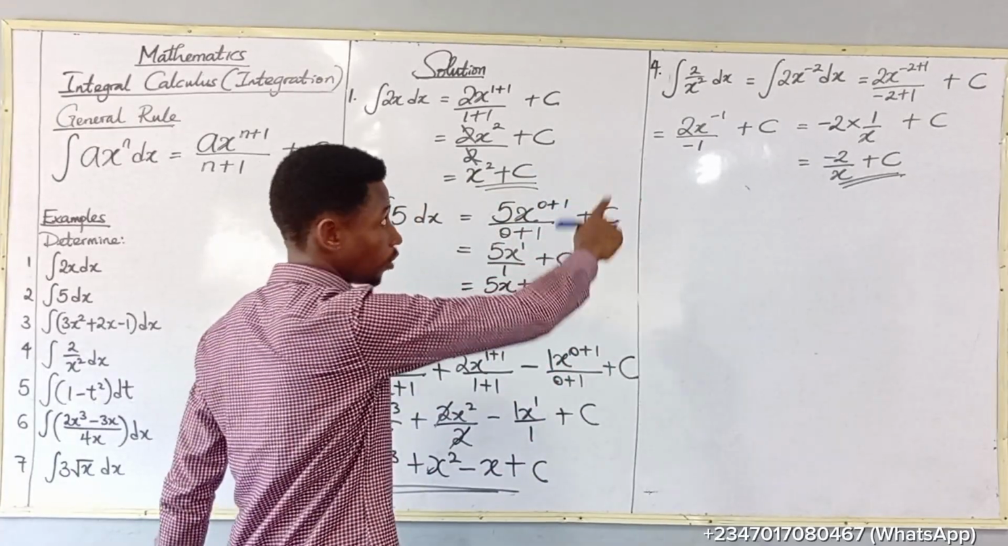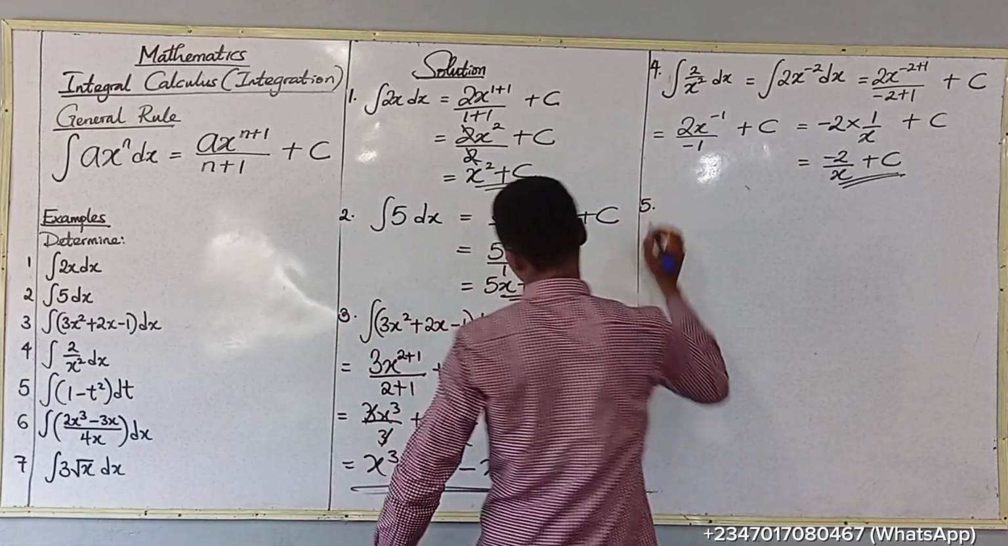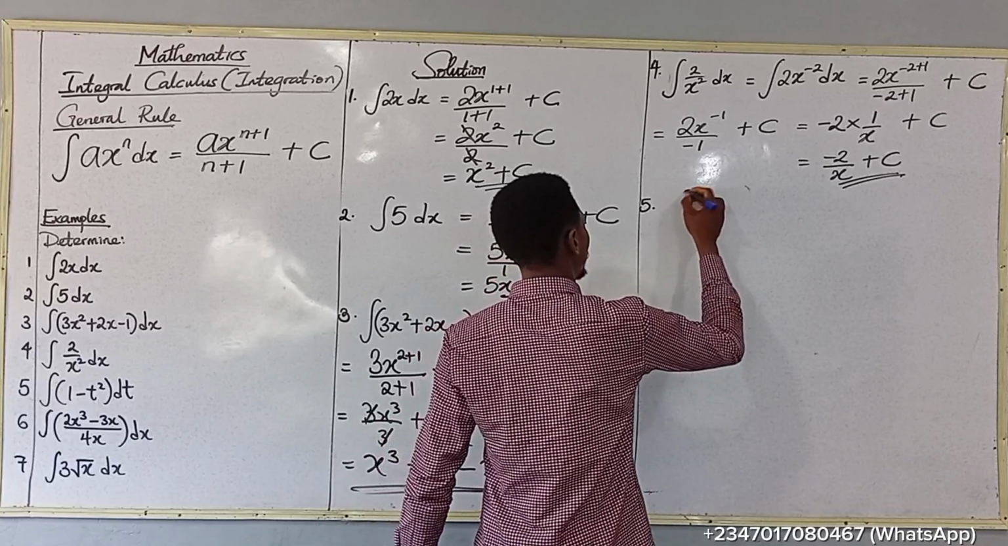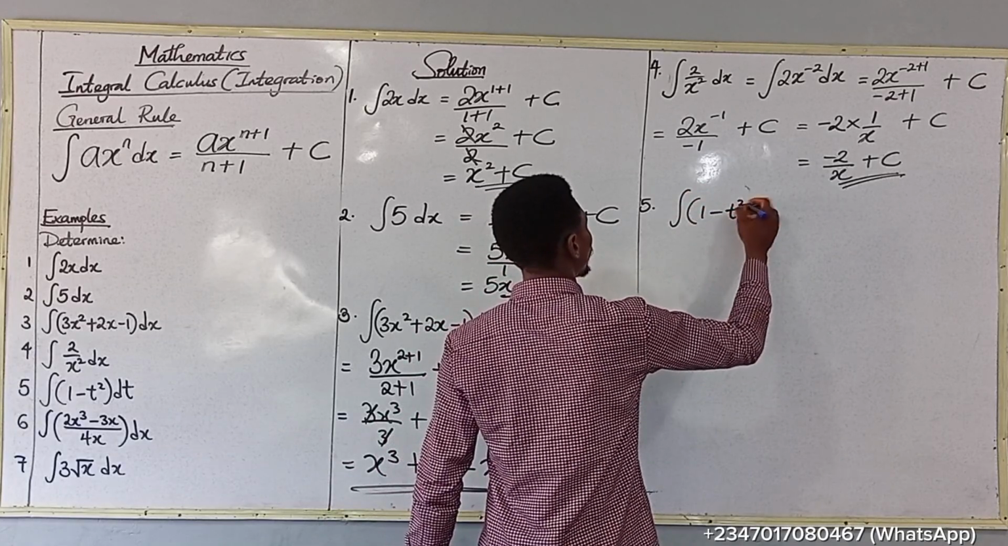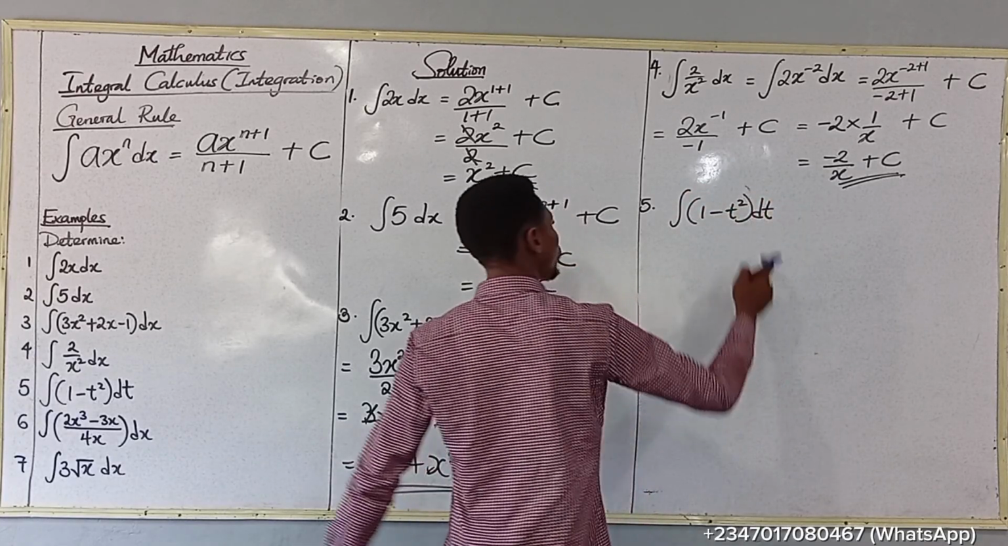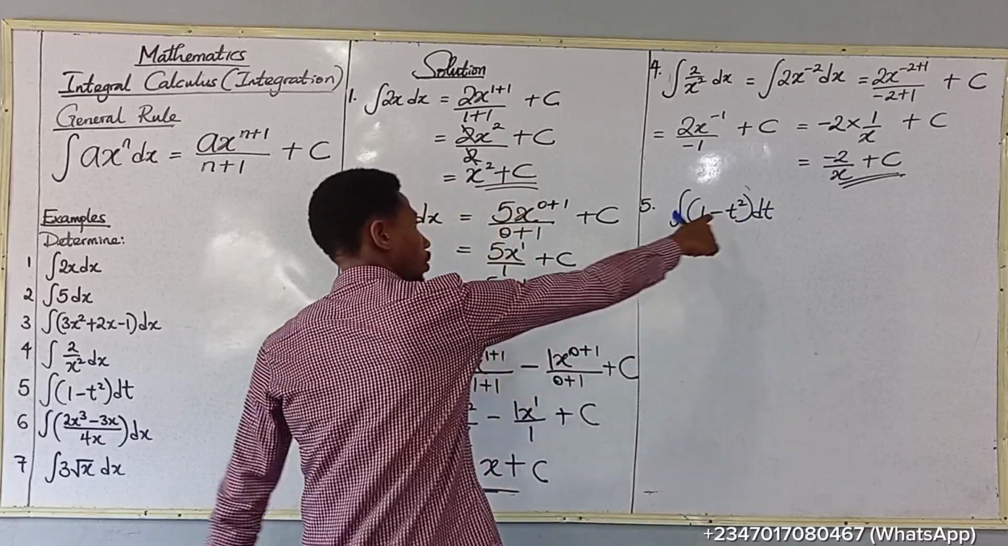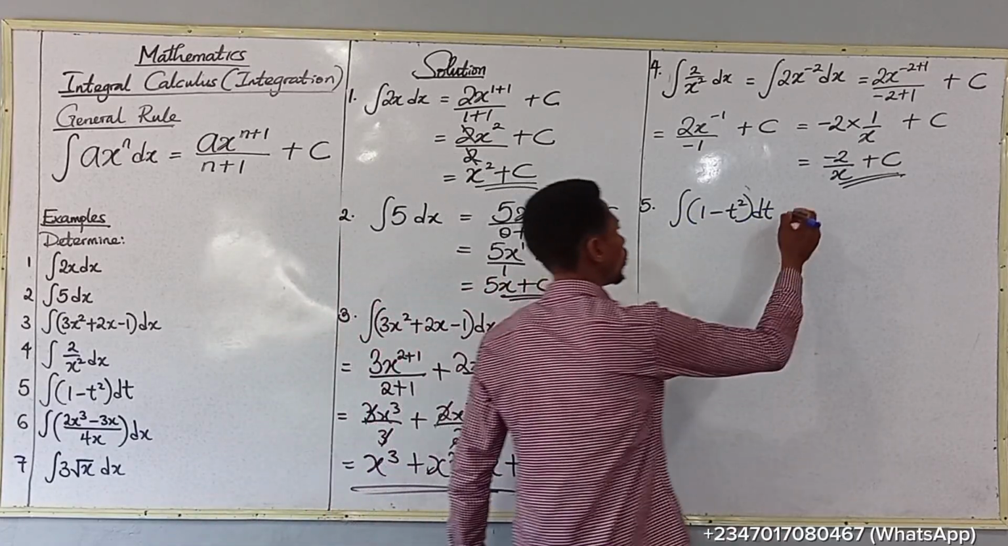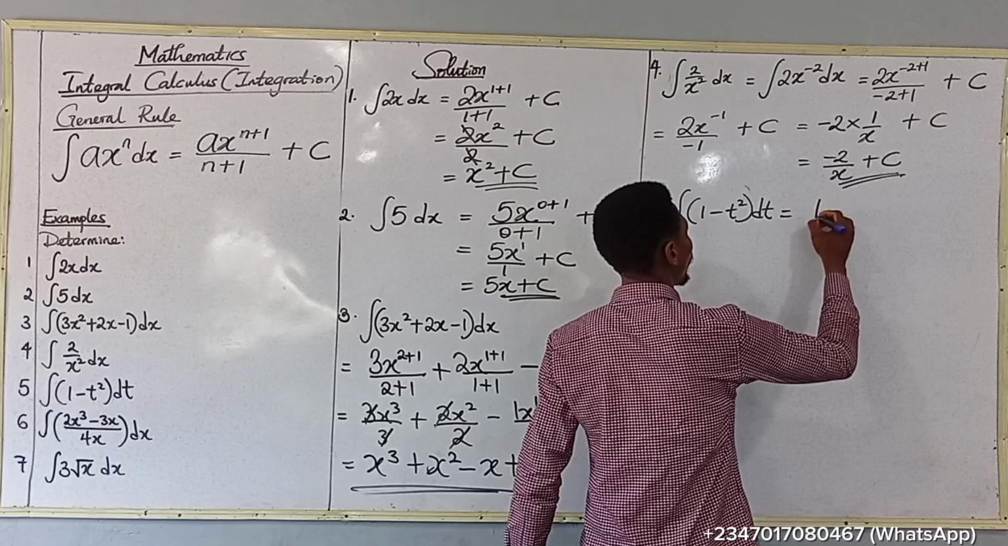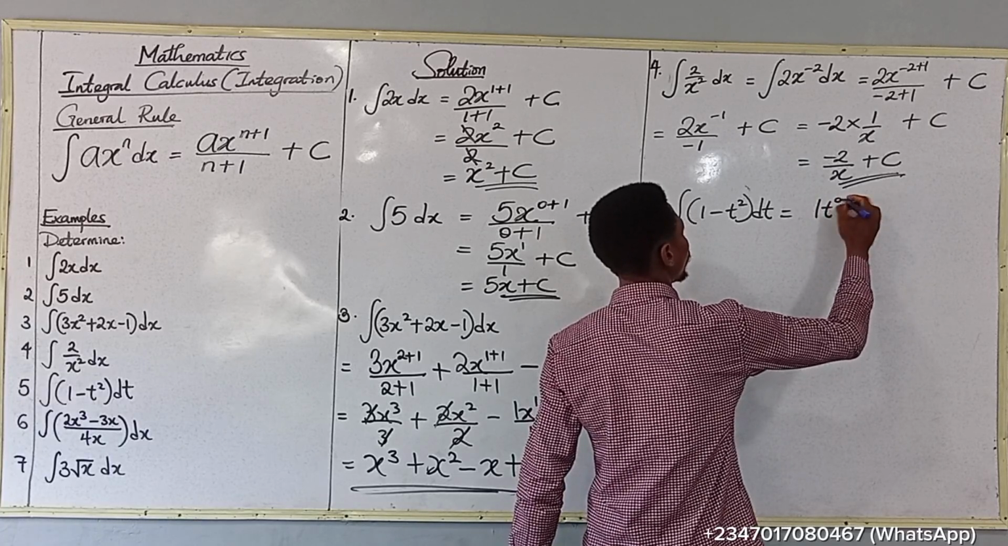Indices is very important for you to understand this stuff. Number 5, we have the integral of 1 minus t squared dt. So this one is with respect to t, since the unknown there is t. So that will be equal to 1 t raised to power 0 plus 1.